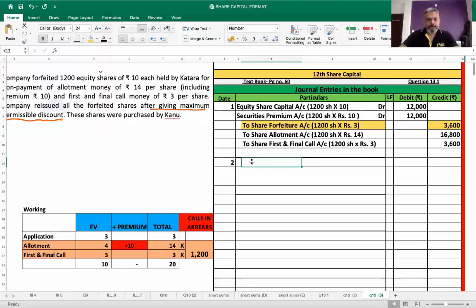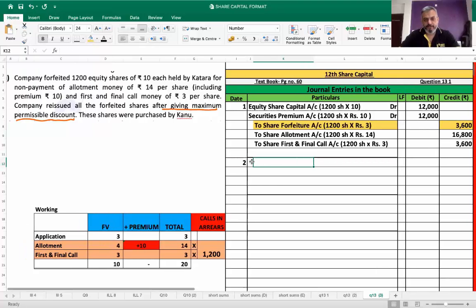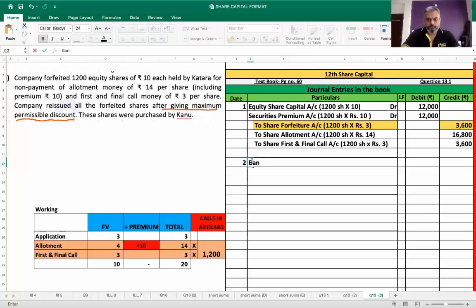Now, second, we are reissuing these shares. So bank account debit. Now we are reissuing complete 1200 shares. Now what is the maximum permissible discount we can give, or at what price will we reissue the shares?